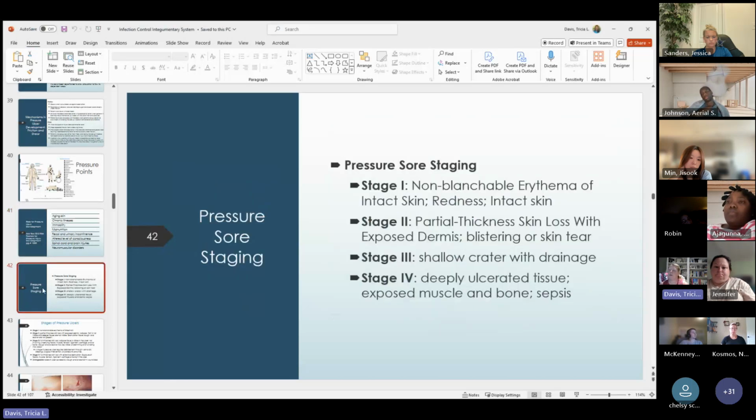All right, so next we're going to go into pressure staging. Why don't we take a 10-minute break, and then we will come back at 5 after, and we will start with staging. Okay?